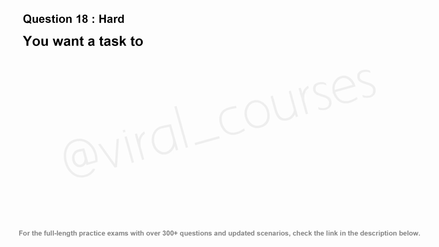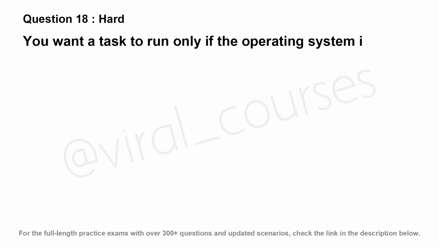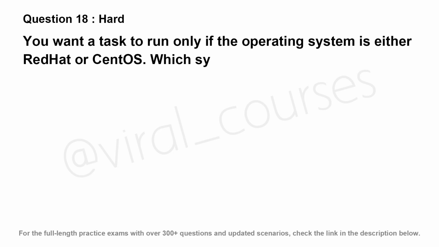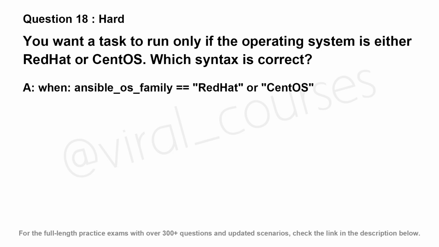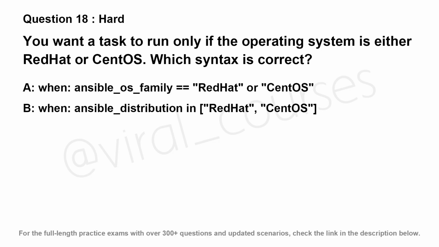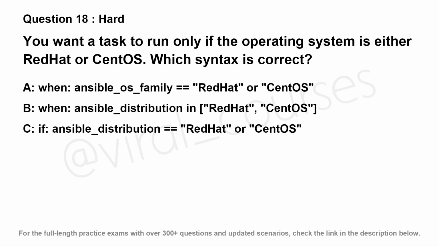You want a task to run only if the operating system is either Red Hat or CentOS. Which syntax is correct? Option A. when: ansible_os_family == "RedHat" or "CentOS". Option B. when: ansible_distribution in ["RedHat", "CentOS"]. Option C. if ansible_distribution == "RedHat" or "CentOS". Option D. when: ansible_os_family == "RedHat".